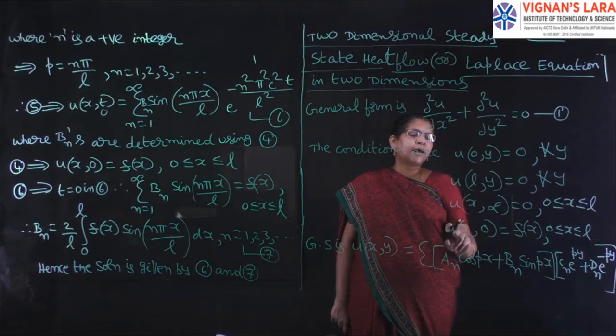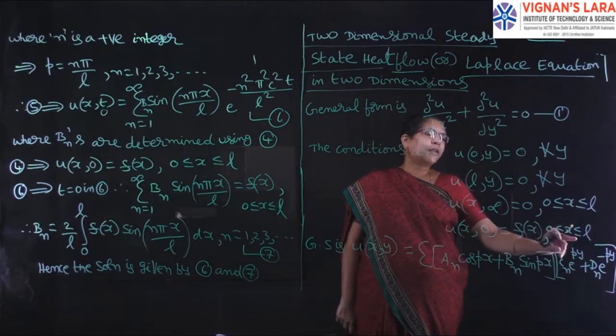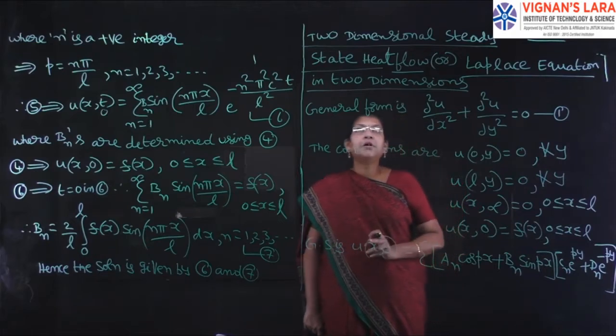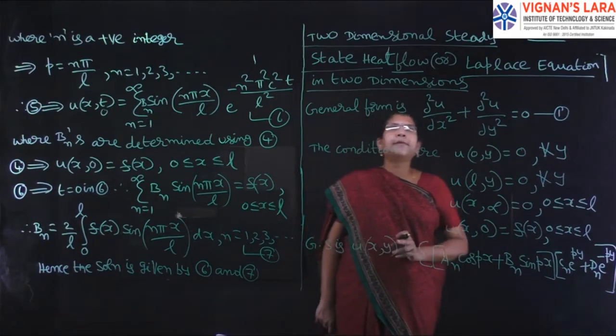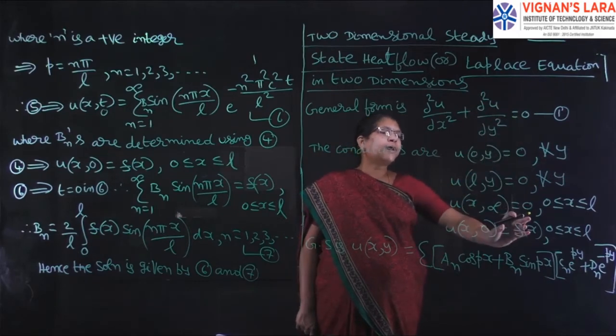And what is the last condition? U of x comma 0 equal to f of x, where 0 less than or equal to x less than or equal to L. So, to solve the two-dimensional Laplace equation, we have to remember the general form and the four conditions.